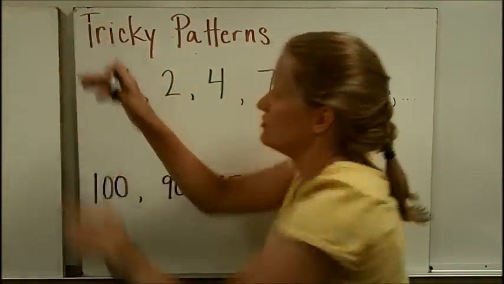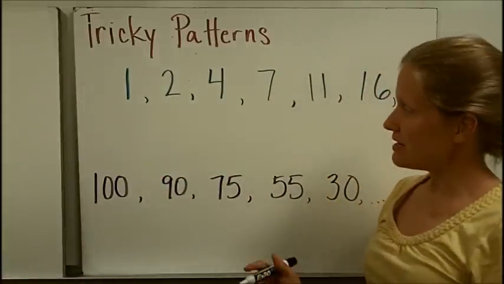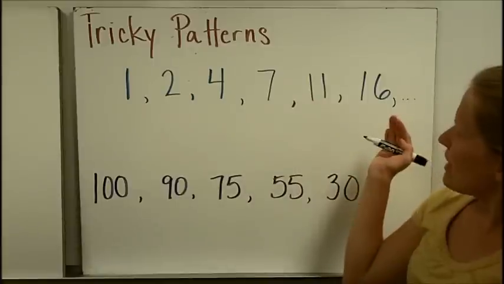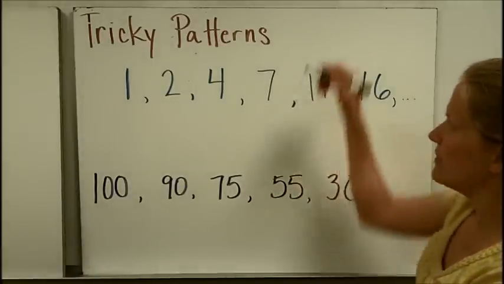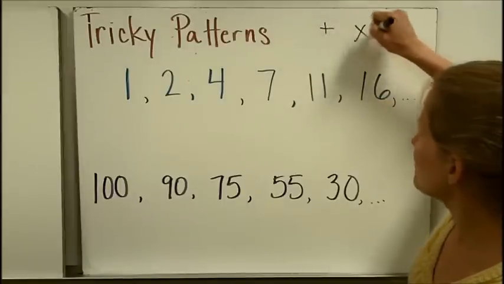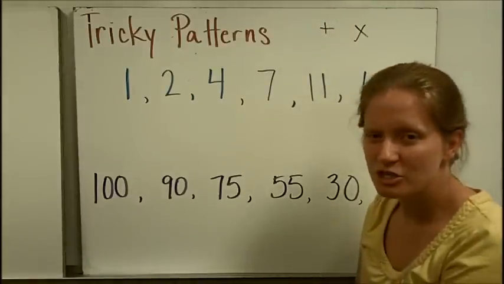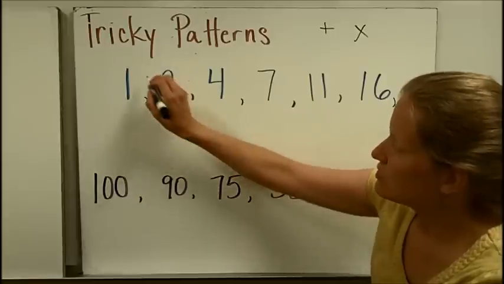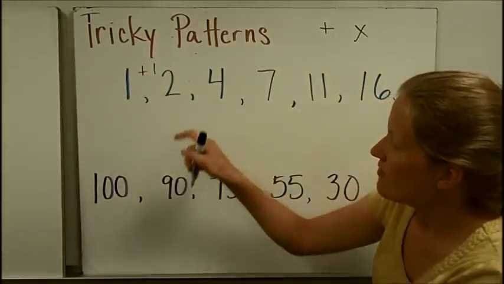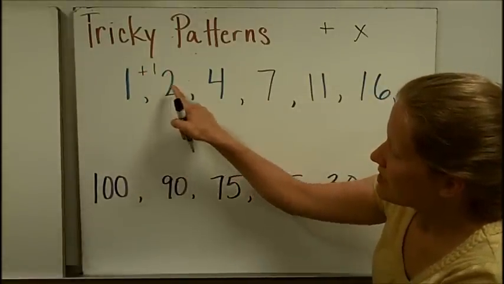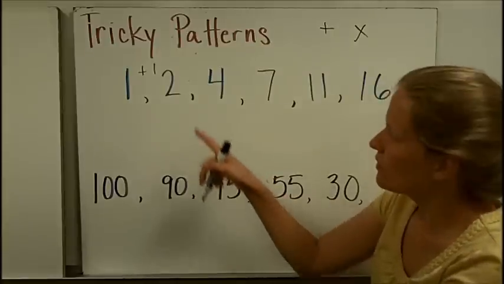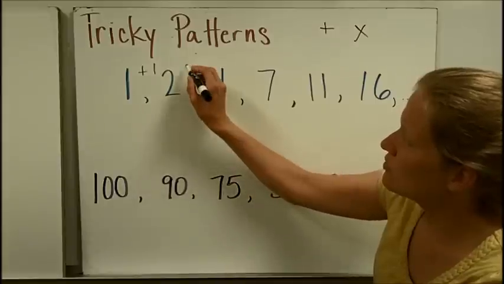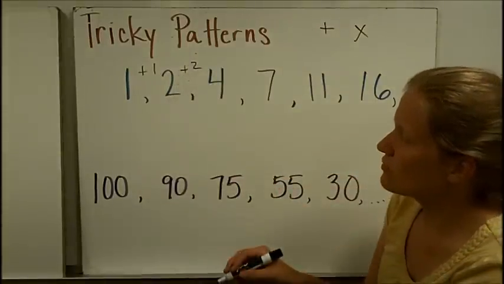And finally, I'm going to show you 2 tricky patterns that you might see similar ones of in the future. In this pattern, I see that it's a growing pattern. It's getting bigger, so it's got to be addition or multiplication. Now I'm going to check addition first. 1 plus what gives me 2? Well, plus 1. Then I'm going to say, does plus 1 work? Well, 2 plus 1 does not give me 4, but 2 plus 2 gives me 4.